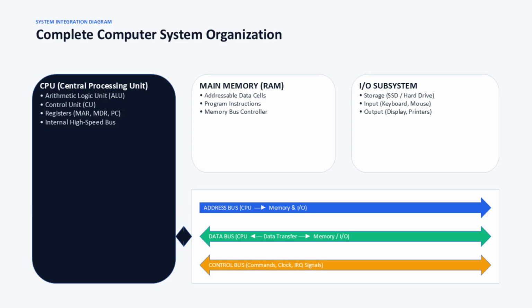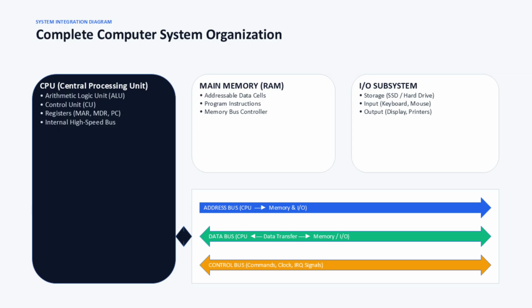The control unit, or CU, acts as the coordinator of the processor. It fetches instructions, interprets them, and controls the sequence of operations carried out by the CPU. You also see registers such as MA, MD, and PC. At this stage, don't worry about learning every register in detail. For now, simply understand that registers are very small, extremely fast storage locations inside the CPU that temporarily hold information while instructions are being executed. Finally, notice the internal high-speed bus. This bus connects the internal components of the CPU, allowing them to exchange information quickly.